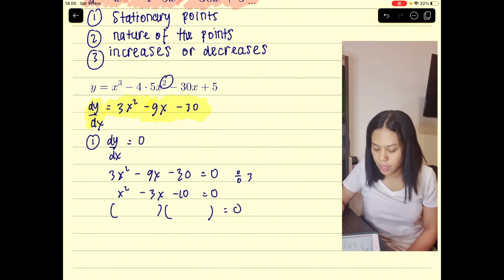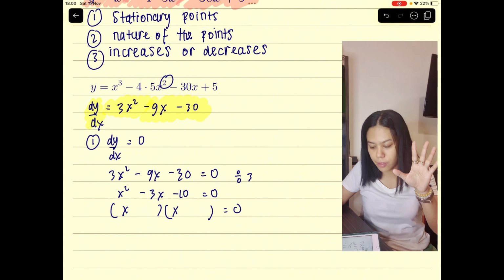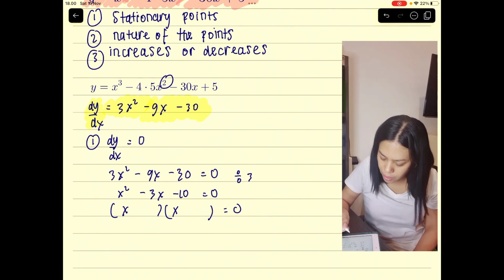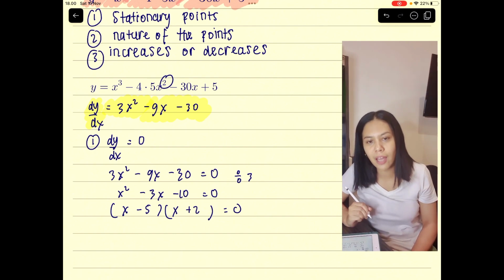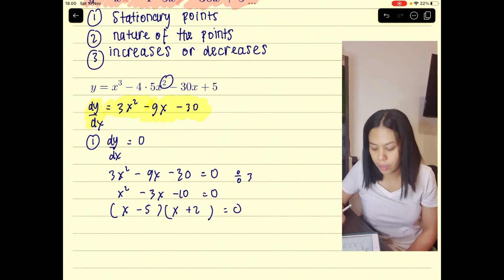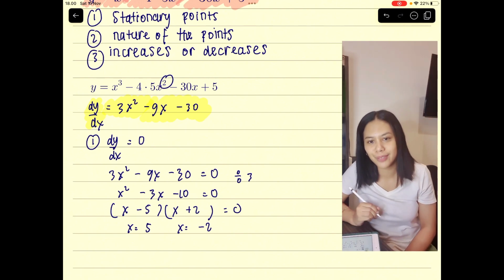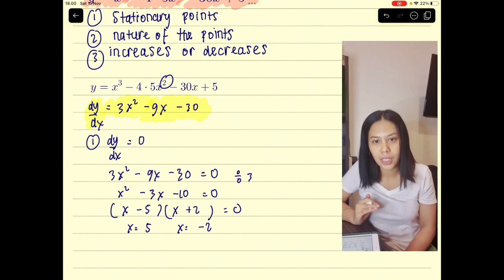You need to find two numbers that multiply to negative 10 and add to negative 3. So I'm going to put x here, and find the two numbers. I already know the two numbers are going to be negative 5 and plus 2. How did I know that? Because I already know how to factorize, and you should too. If you don't remember, you need to check the other video. All right, so x minus 5 and x plus 2 equals 0. So we know that x equals 5 and x equals negative 2. So we already have parts of our stationary points, which are 5 and negative 2.